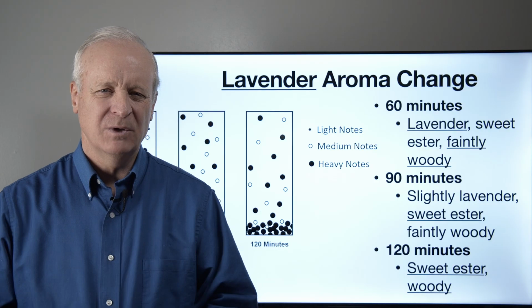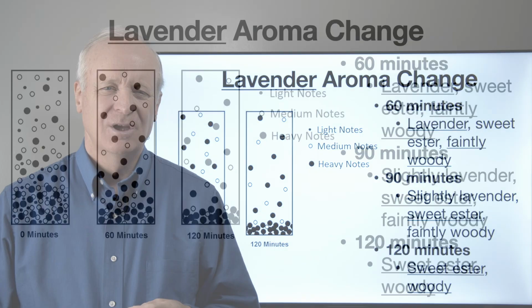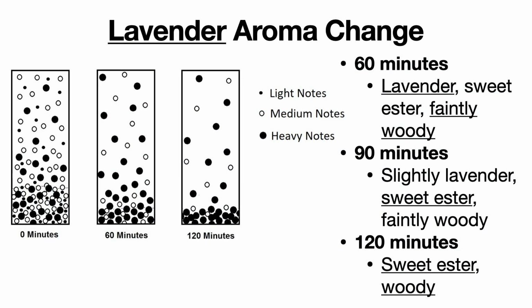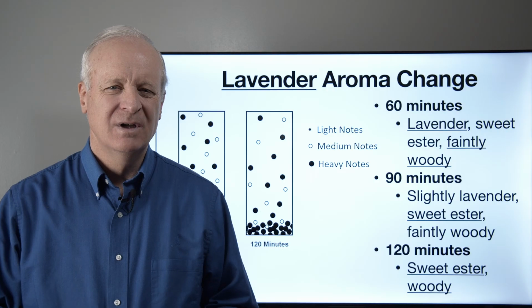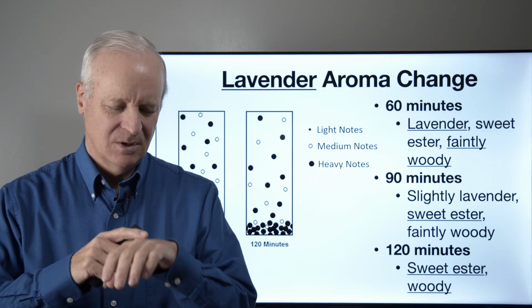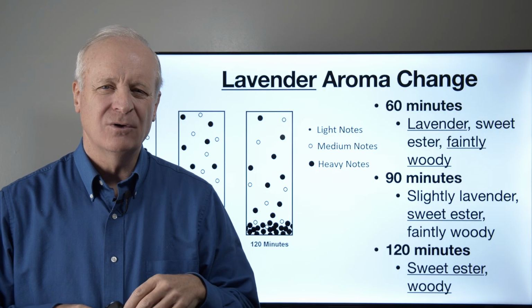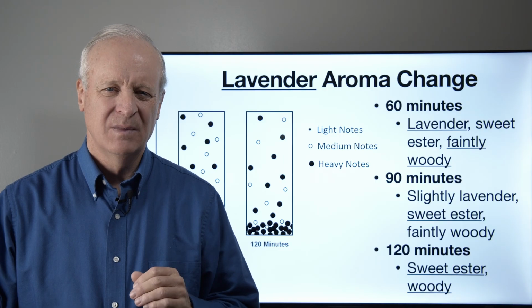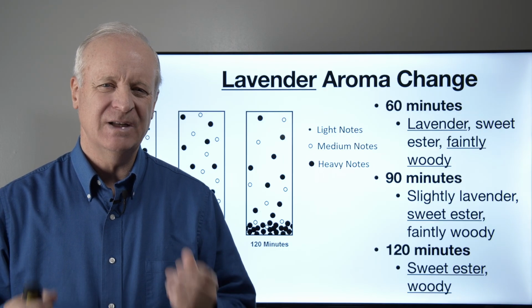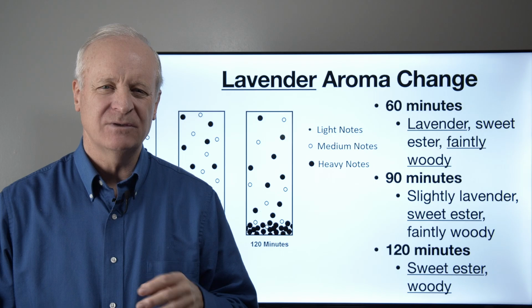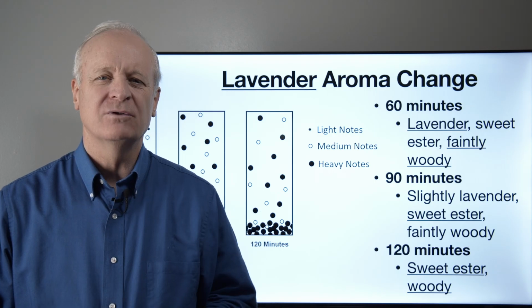Now, between 60 and 120 minutes, all the light notes are gone. Some of the lavender middle notes are still there, and you can smell them. They smell like lavender, but then that lavender aroma starts to dissipate at 90 minutes to 120 minutes. And what's left over is the sweet ester on your skin and also the woody aroma. And these are the heavy notes that are left behind in the process of evaporation from your skin.